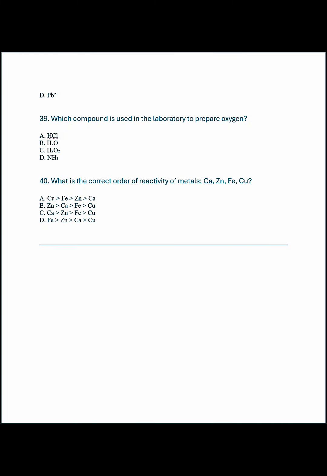39. Which compound is used in the laboratory to prepare oxygen? The correct answer there is C, H2O2. Now 40 and the last. Which is the correct order of reactivity of metals? Looking at that arrangement, you can find calcium, zinc, iron, and copper. Now, the correct arrangement in order of reactivity of metals is calcium, zinc, iron, and copper. So the correct answer is C.